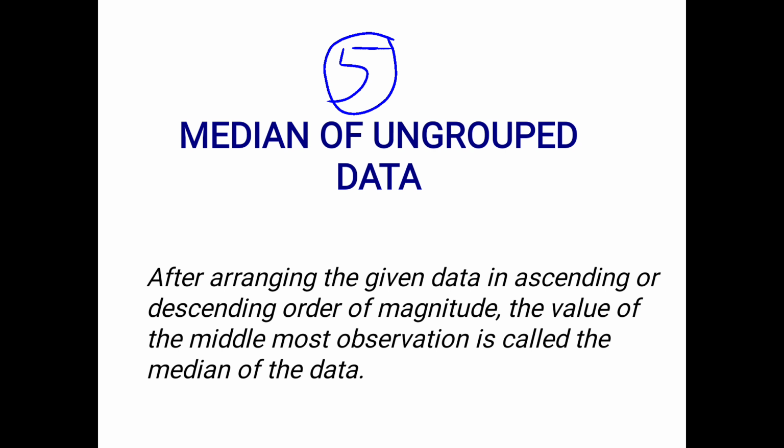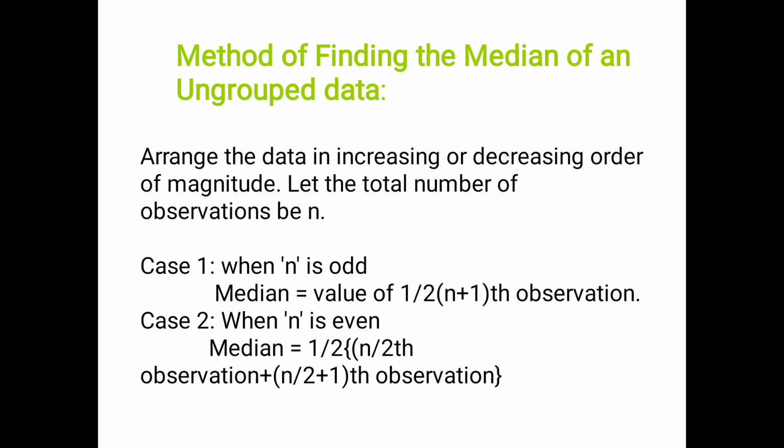Okay children, the next slide. Method of finding the median of ungrouped data. As I told you for the mean, we have certain formulas, and now we are going to learn the formula. Arrange the data in ascending or descending order of magnitude. Let the total number of observations be n. So the total number we take is n.